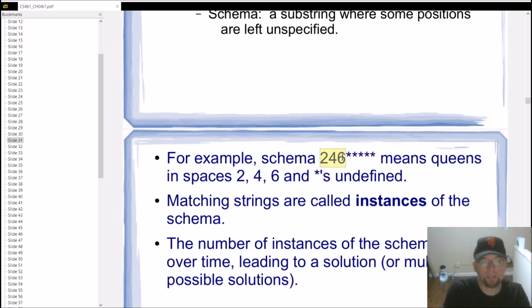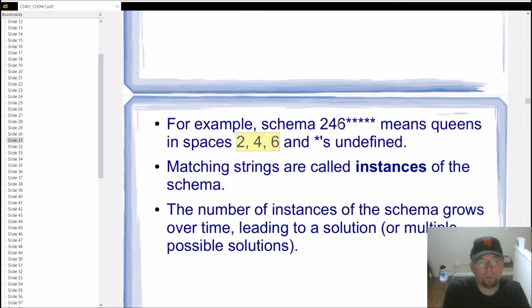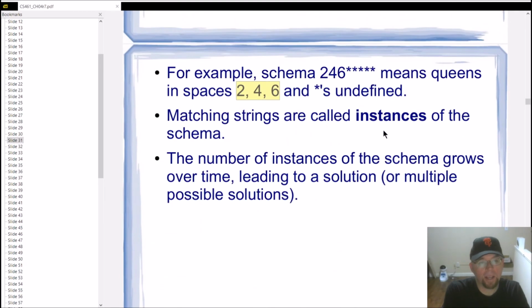Right here, what you have is a subset of states: any state that begins with 246. Now, how many different combinations of states begin with 246, based off of these 5 positions? Matching strings within that start off with some subsection are instances of the schema, and the number of those instances is going to grow over time. That's going to lead you to a solution or multiple possible solutions.